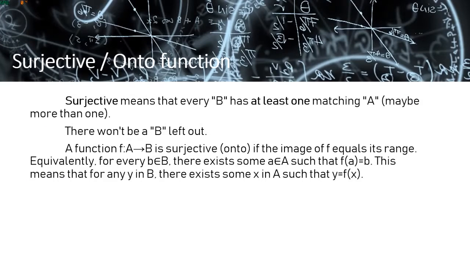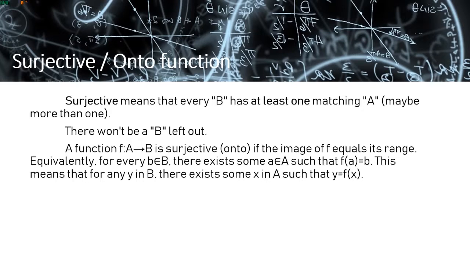The next is surjective or onto function. Surjective means that every b has at least one matching a, maybe more than one. So, for example, domain A consists of numbers 1, 2, 3, and 4, and codomain B consists of letters A, B, and C. Each element of codomain B has at least one matching A. There won't be a left out B.